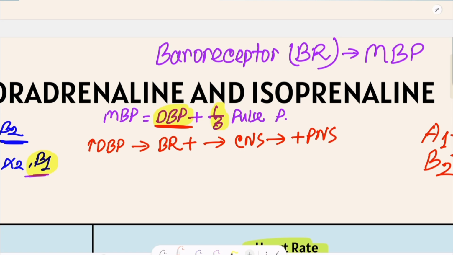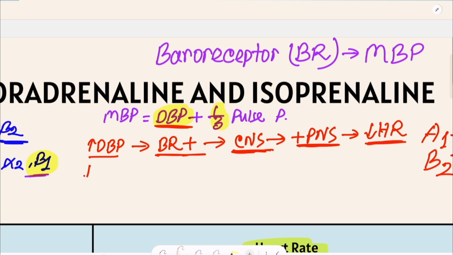What is the effect of parasympathetic nervous system on heart? Yes, it will decrease the heart rate. This is the indirect effect on heart rate. Whenever diastolic blood pressure increases, it stimulates the baroreceptor, which stimulates the parasympathetic part of central nervous system, which results in a decrease in heart rate. The opposite is also true.